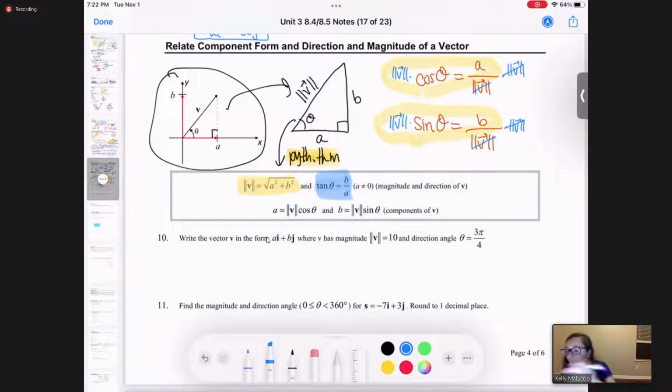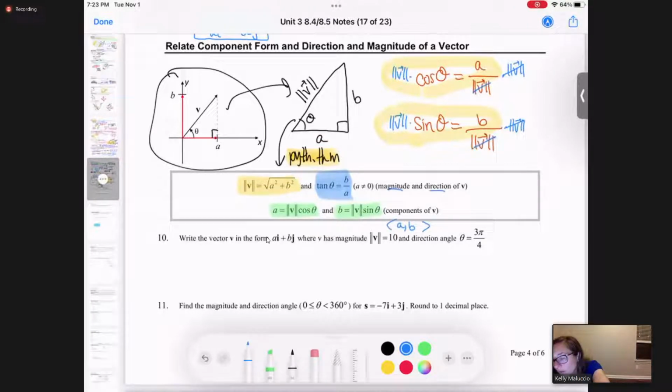And then the next piece we see here is what I just wrote. What we saw here and here, right? A is the magnitude of V times cosine theta, and B is the magnitude of V times sine theta. And these are the components of the vector, the components that go inside these brackets, where it's A comma B.